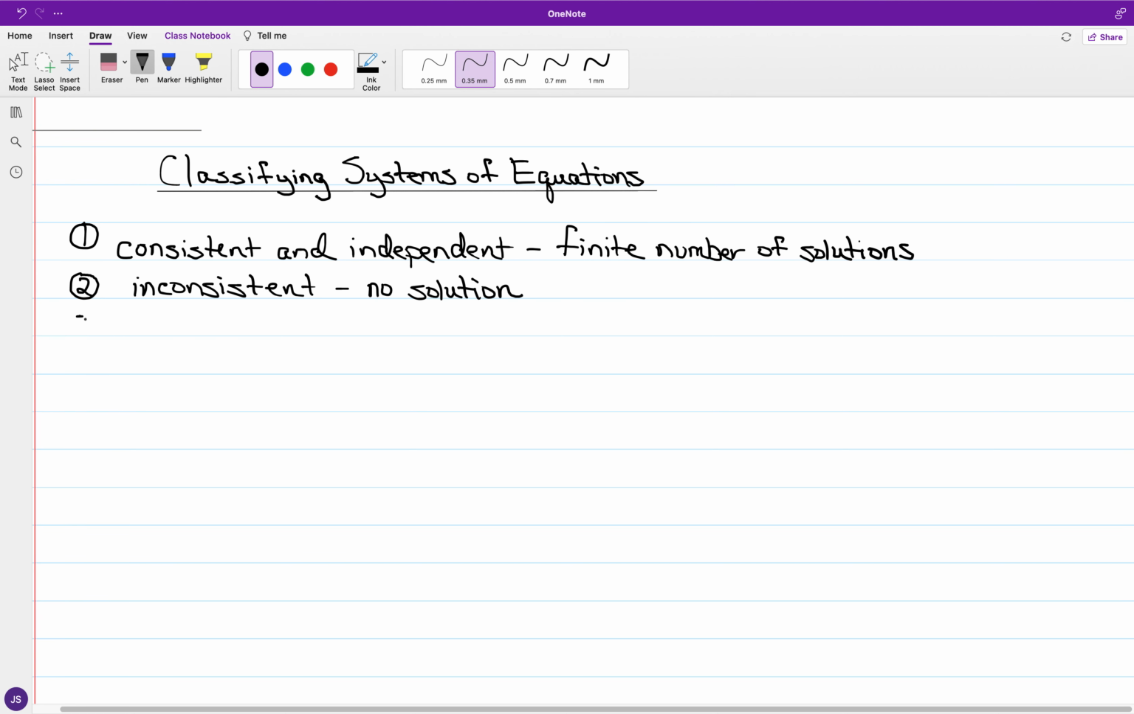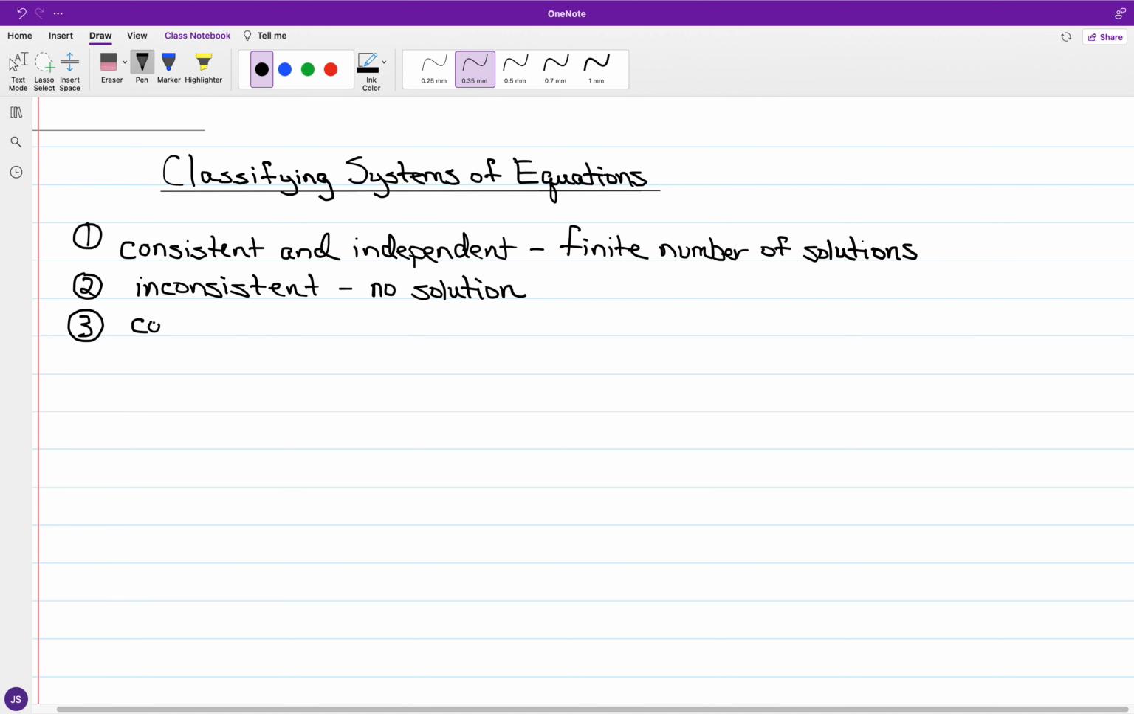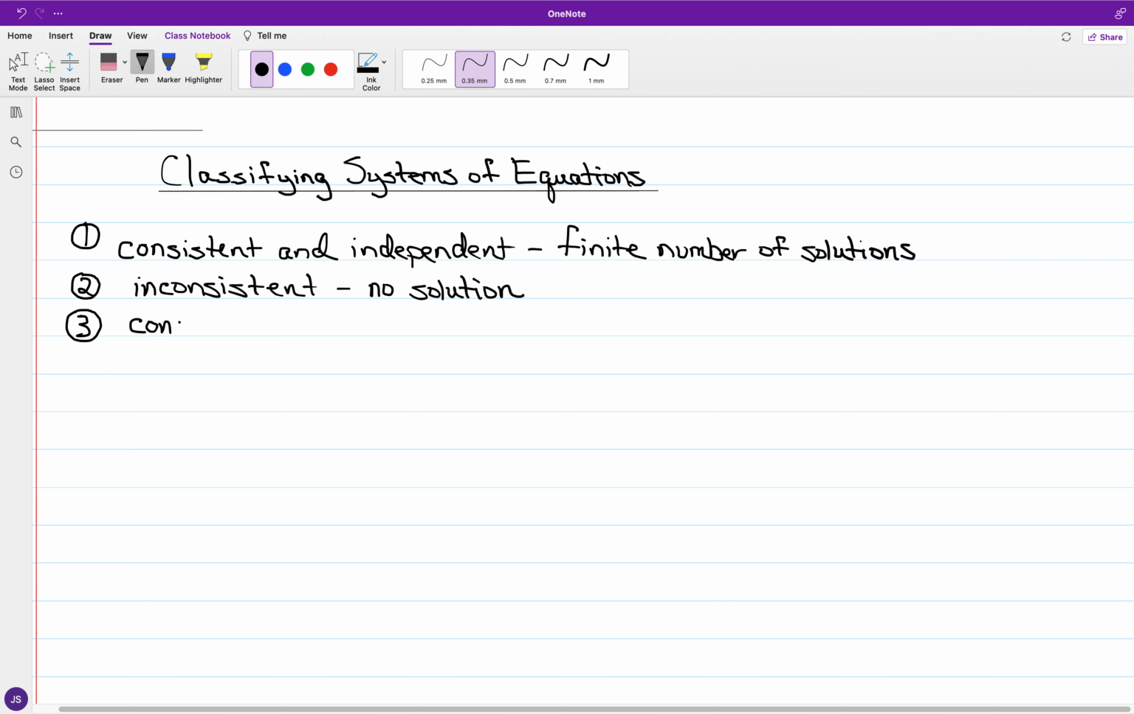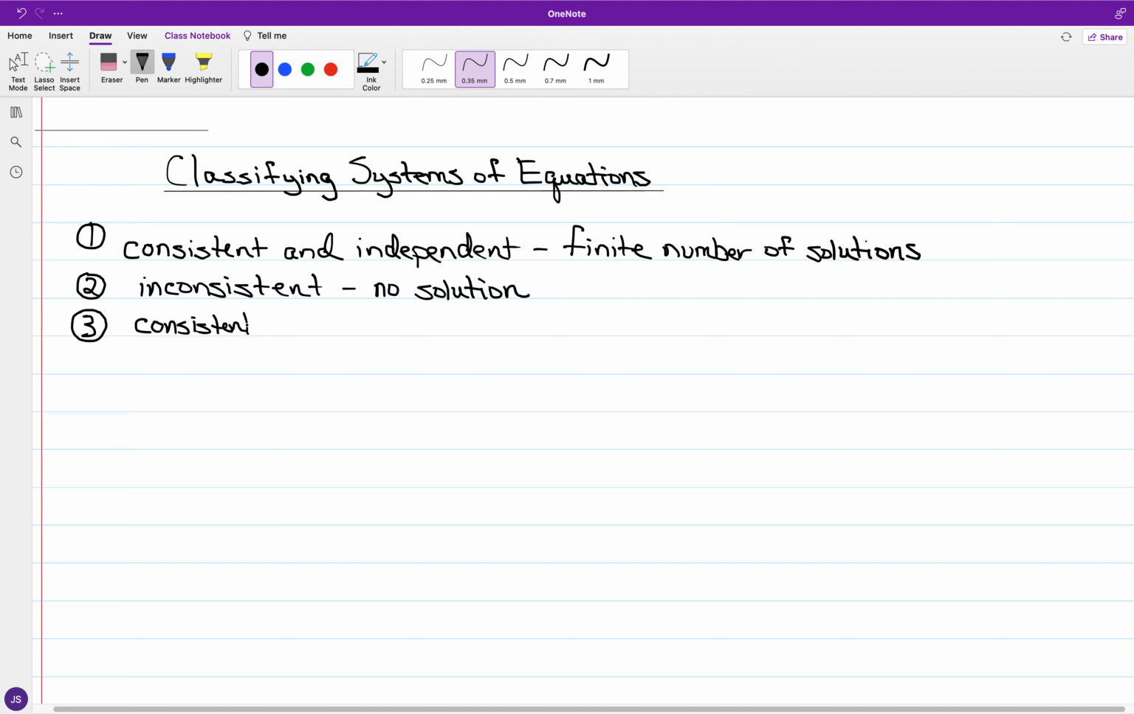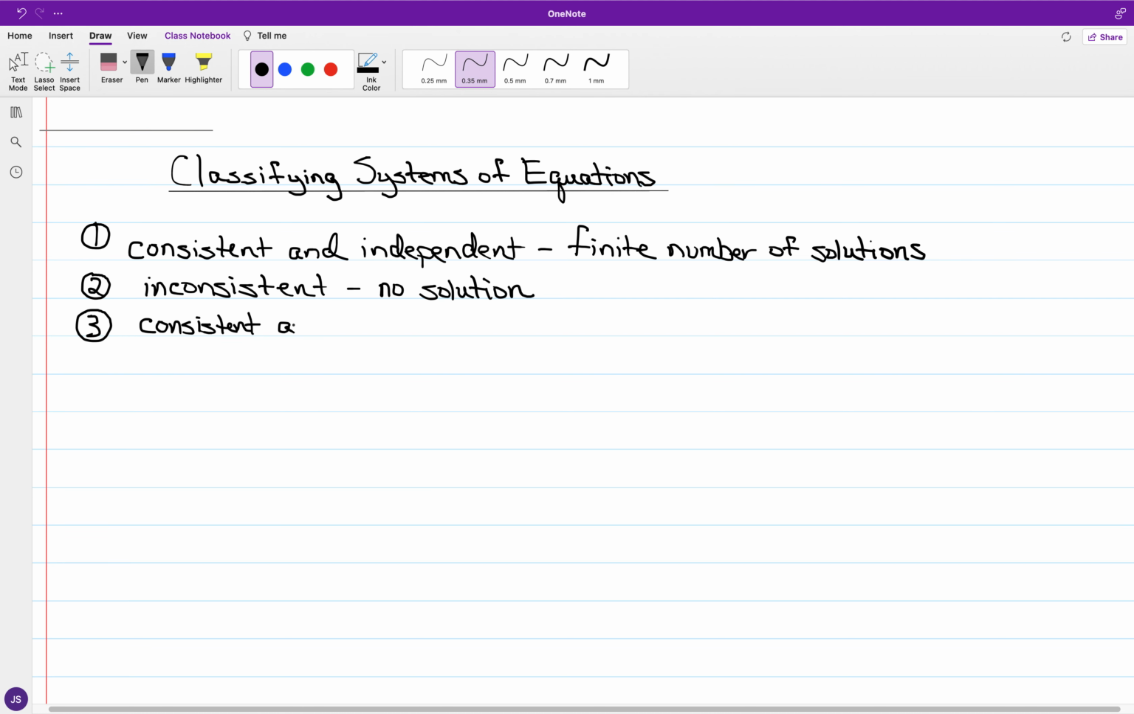And then with the third and remaining type of classification, we're going to have those that will be consistent and dependent. And this type of equation system is going to have an infinite number of solutions.